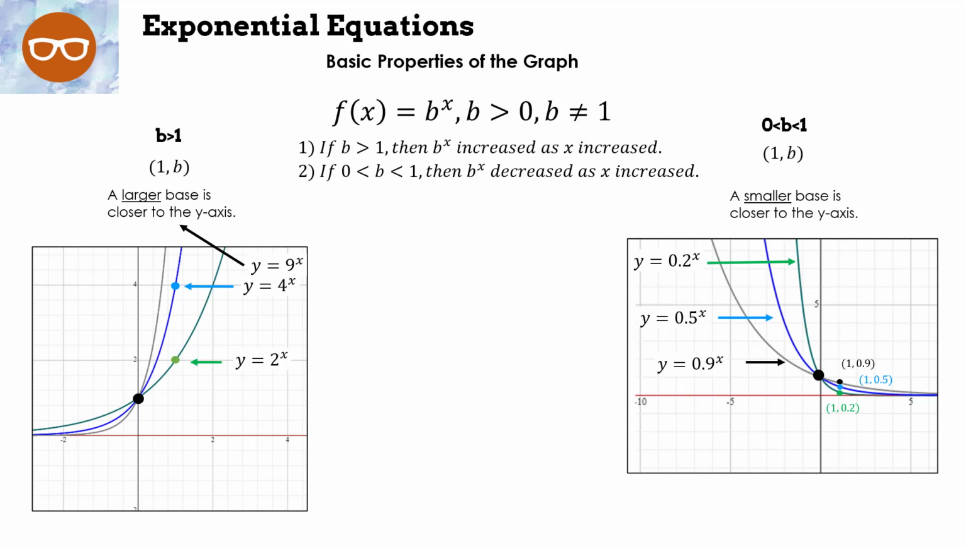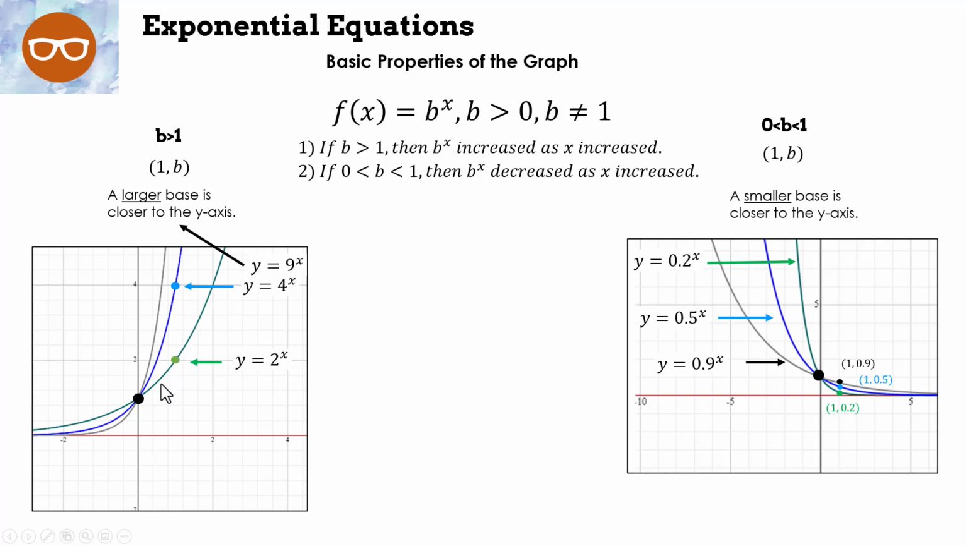For exponential functions, sometimes we have to compare the functions. Let's look at the left. When b is greater than 1, we will have an ordered pair at (1, b). Basically, a larger base is closer to the y-axis. Another thing to remember is that all of our graphs will pass through (0, 1). If I have y = 2^x, that means that (1, 2) is going to be on my graph, and that's right here.